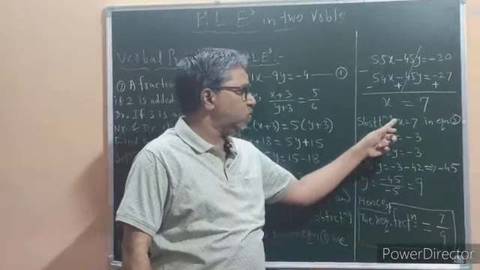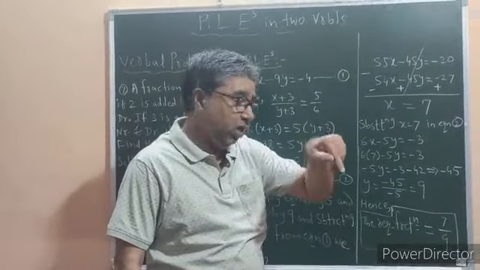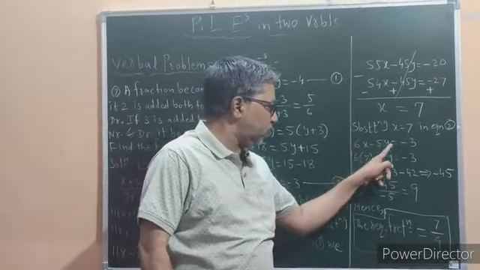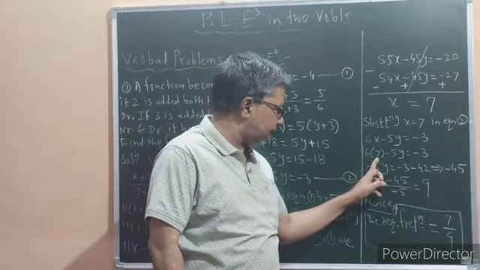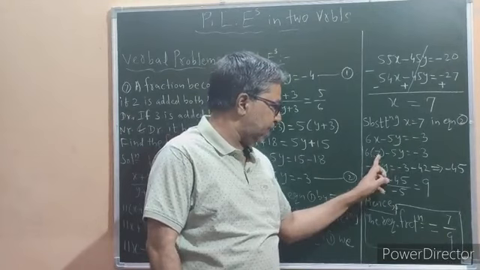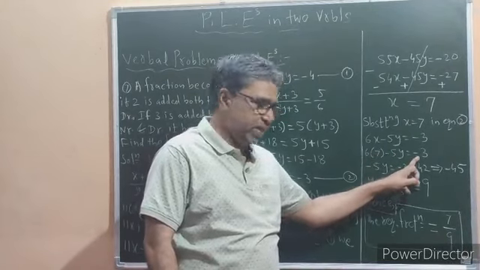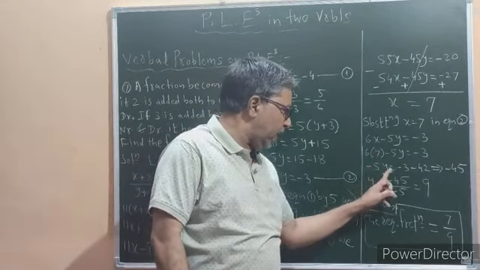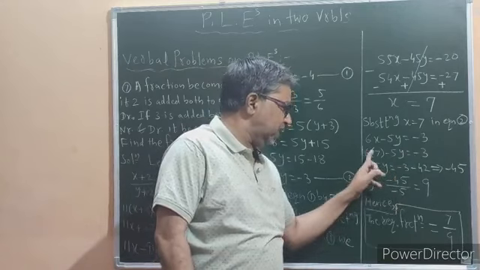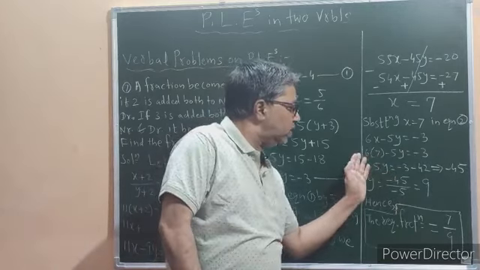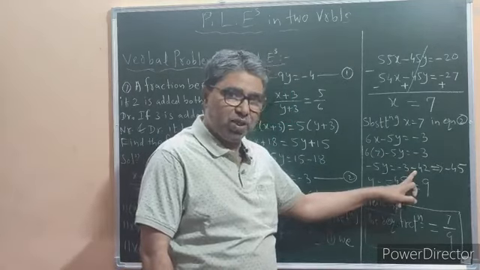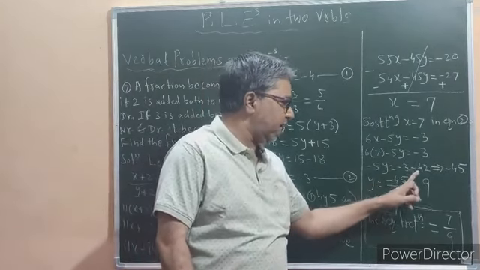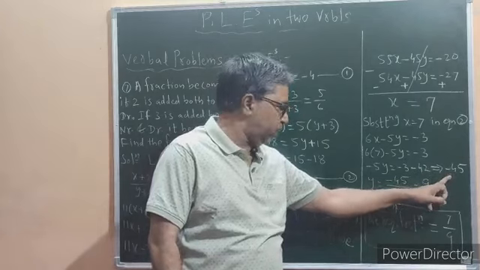So let us substitute x is equal to 7 in equation 2. 6x minus 5y is equal to minus 3. 6 into bracket 7, replace x by 7, minus 5y is equal to minus 3. 6 7s are 42. Shift my plus 42 to RHS, you will be getting minus 42. Minus 3 minus 42 will be minus 45.